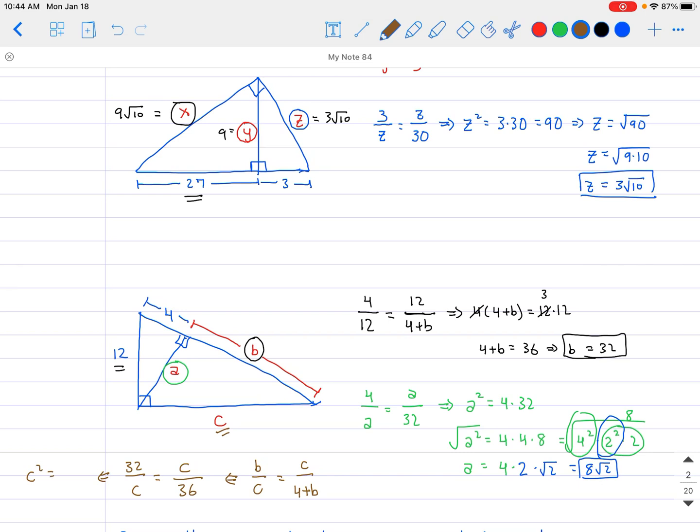So c squared is equal to 32 multiplied by 36. So let's see, c squared is equal to, kind of running out of space, 36, I see it as 6 squared. 32, I see it as 2 multiplied by 4 squared, which is 16. So if I take the square root of both sides, then c is equal to the square root of 2 multiplied by 4 multiplied by 6. So c finally is equal to 24 root 2.